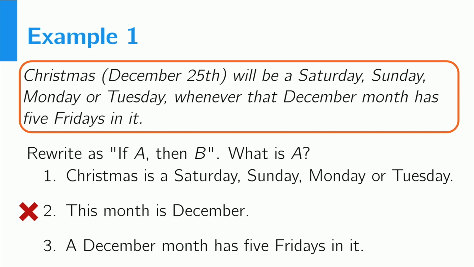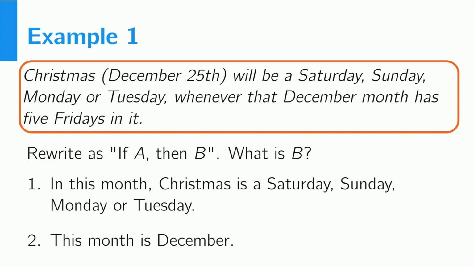This is not correct. We are indeed talking about a December month, but the statement can be worded as if something happens in a December month, then something else will happen as well. Could you try again? This is correct. Don't be fooled by the order in which the two parts appear in the sentence. Now, can you tell what statement B is?